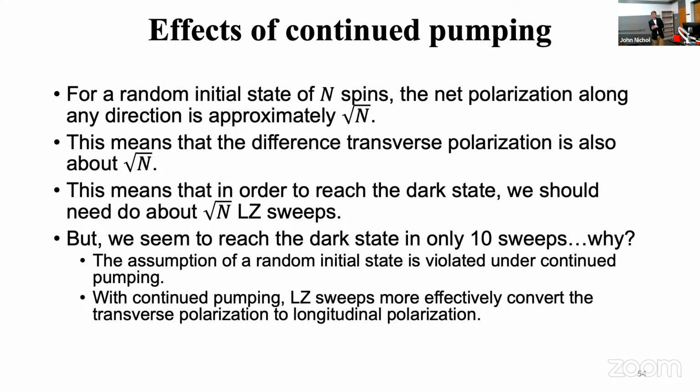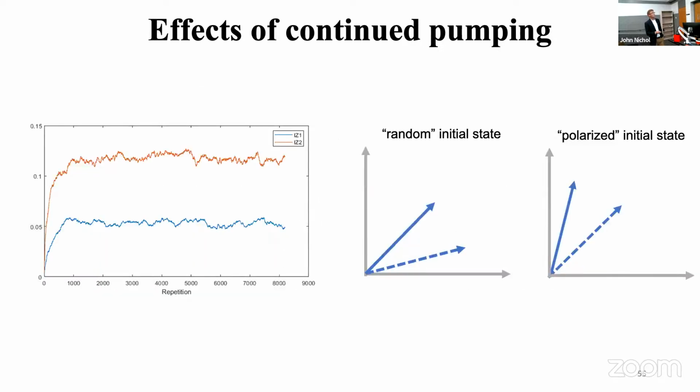So what that means is that if I have two dots, their transverse polarizations will also be of order 100 spins each, and the difference I would also expect to be of order 100 spins. So we would expect, in order to reach this so-called dark state, to need about 100 LZ sweeps, or to need to flip about 100 nuclear spins to erase this difference in the transverse polarization. But we see that this happens in only about 10 sweeps. Why? The reason is that there is a substantial nuclear polarization that actually builds up during this process.